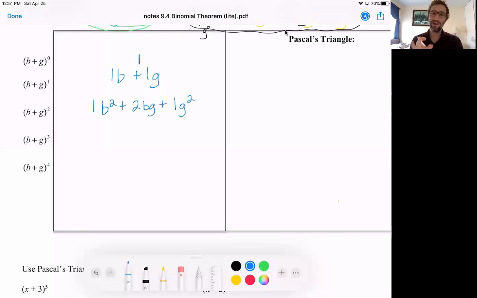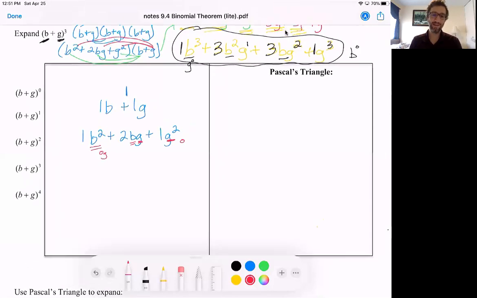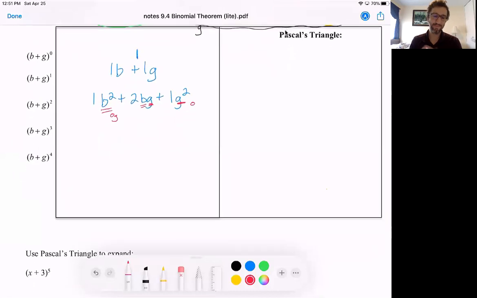But at this point, let's pause and notice the b term: b squared, b to the first, no b's. See how they went downhill like that? And then if you look at the g's, we have no g's, we have 1g, and then we have g squared. So notice this pattern. That's the same pattern that we saw up here in yellow. So get rid of that for now. Let's look at the next one.